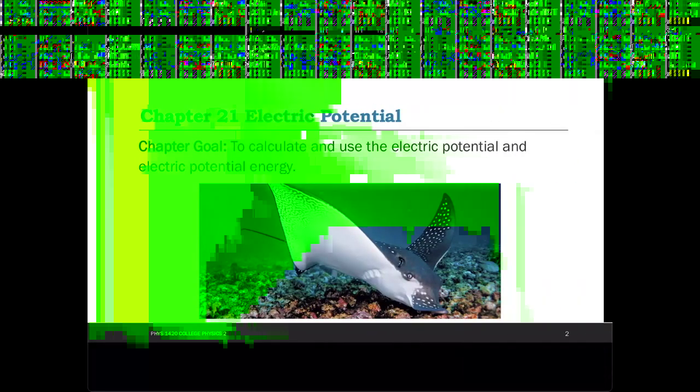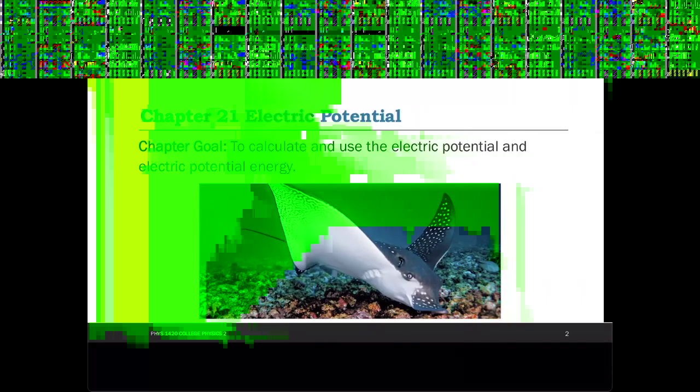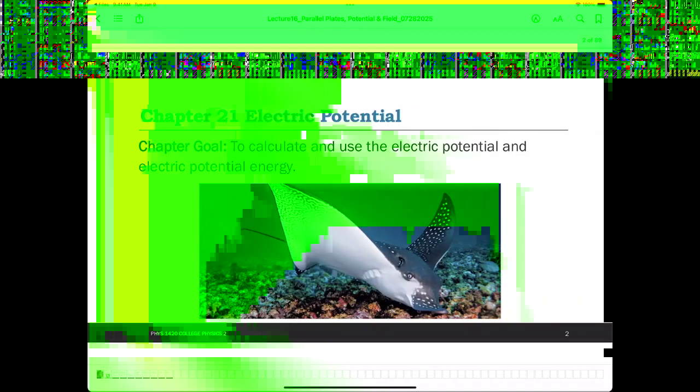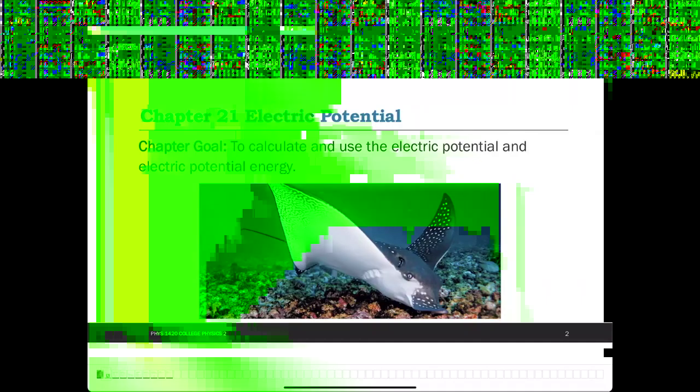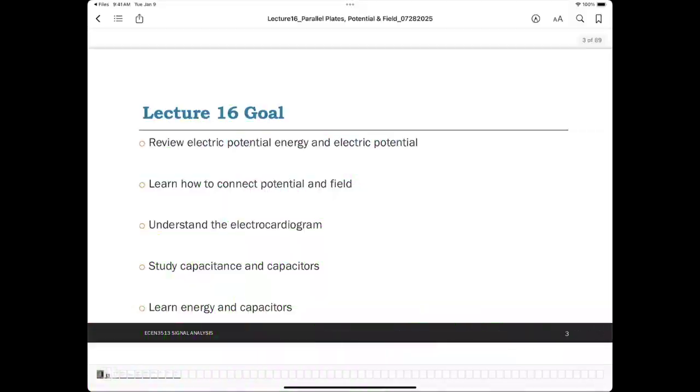Let me share my screen. Okay, let's continue to talk about electric potential. In last class, the goal for chapter 21 is to calculate and use electric potential and electric potential energy. We have already talked a lot about electric potential and electric potential energy. Today we will talk more, and some applications. This is today's goal.